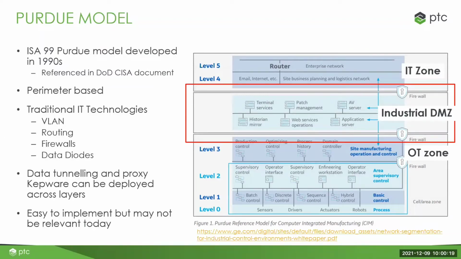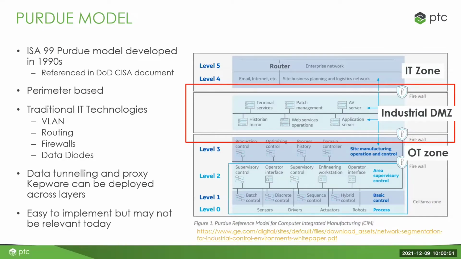The assumption is that you have an IT trusted zone and an OT trusted zone. Then in the middle we have an industrial DMZ, and we handshake everything in the DMZ area, right? Typically this is handled by the IT side of things, but for OT people, we need to be aware of this. Some of the technologies that you may encounter would be VLANing, routing, firewalls, and data diodes, right?